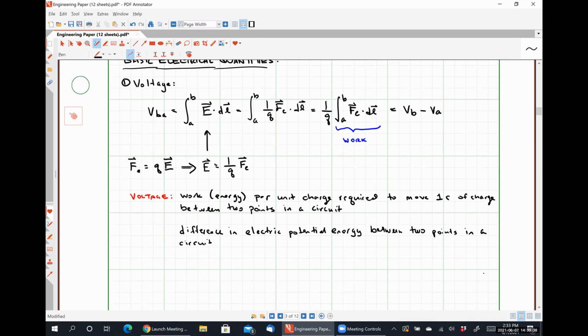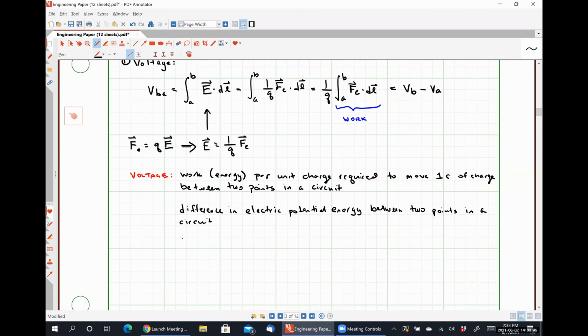Does anybody know what the unit of voltage is? Volt? Volts, absolutely right. So 1 volt, which is the fundamental unit for voltage, is defined as 1 joule per coulomb. And this comes directly from our first definition because it is the energy per unit charge. Energy being measured in joules and charge being measured in coulombs.